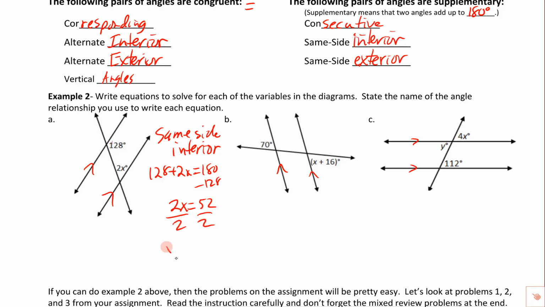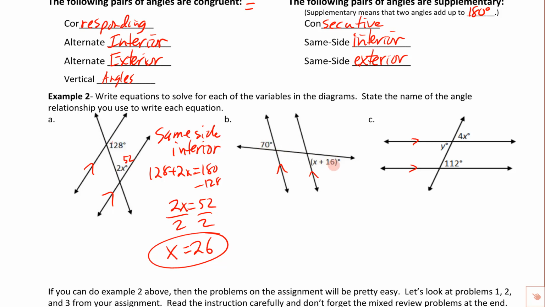So we're going to divide by 2, and we're going to get x equals 26. Okay? Now, if I throw that in there and I double it, that would be 52, and 52 plus 128 does equal 180, so we'd be good there. Let's take a look at these two guys here.